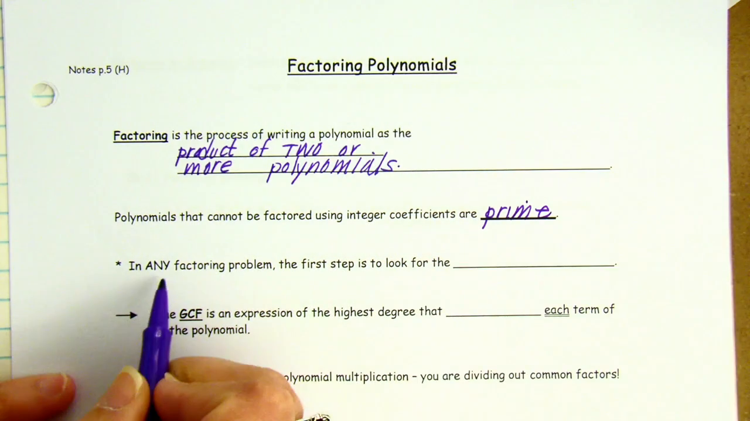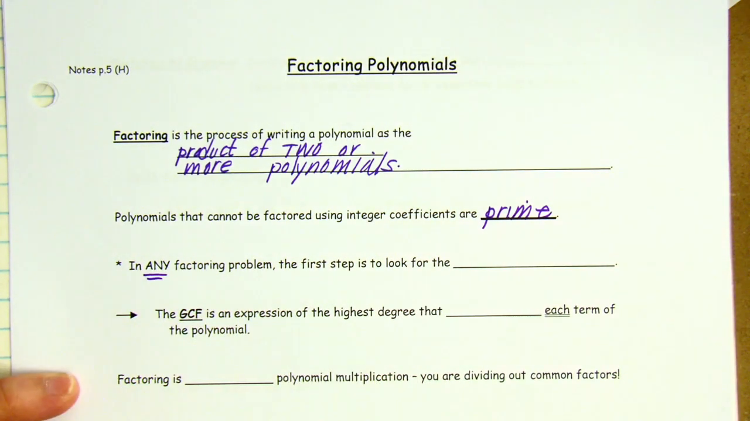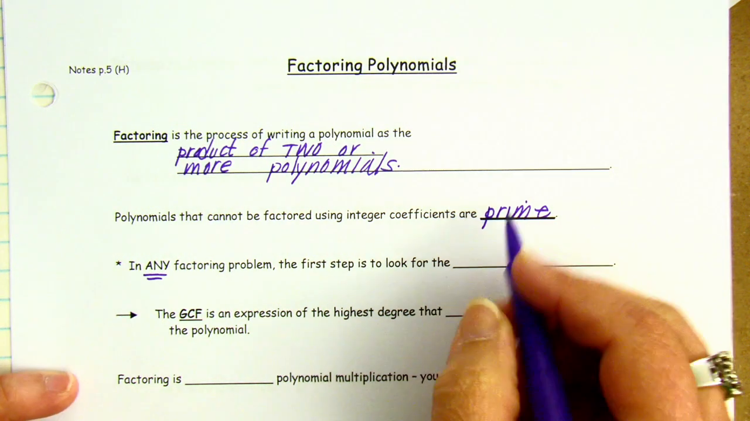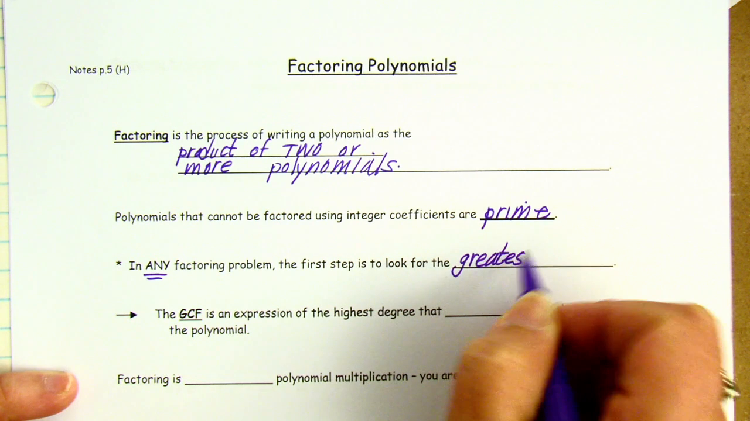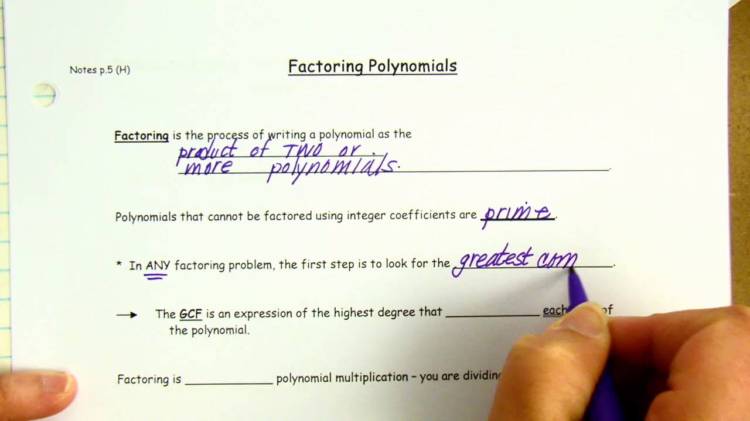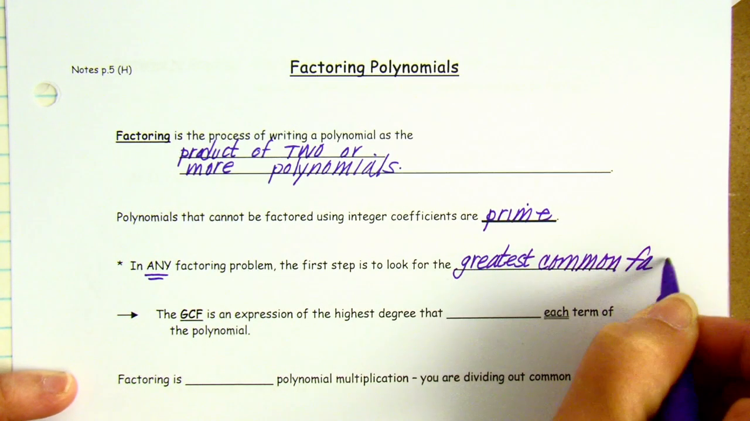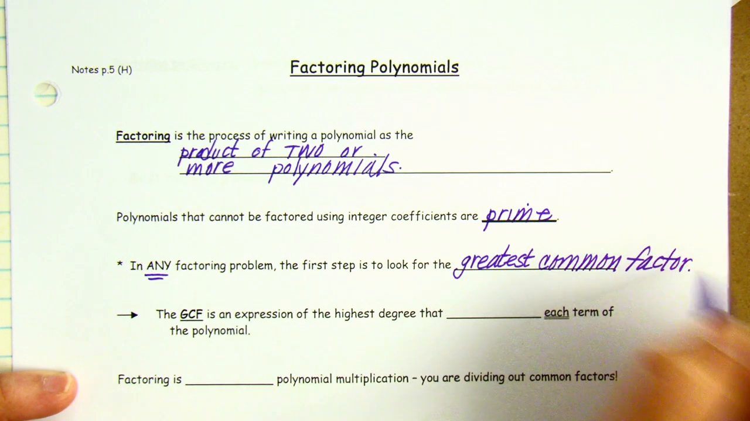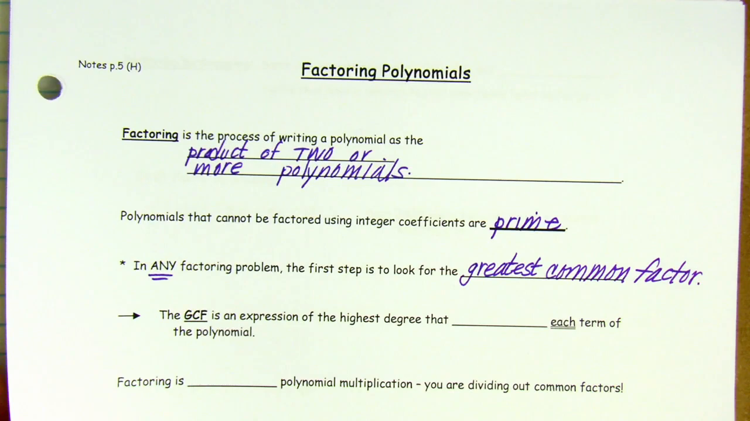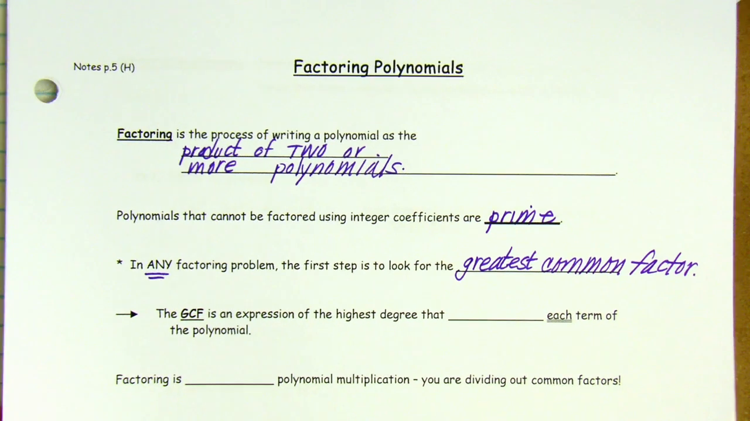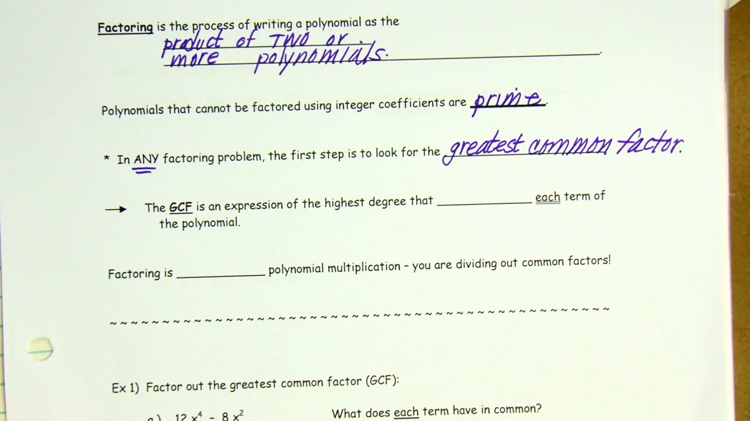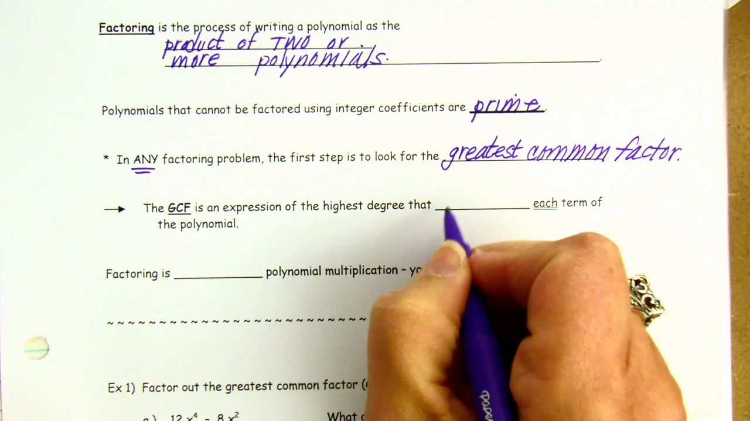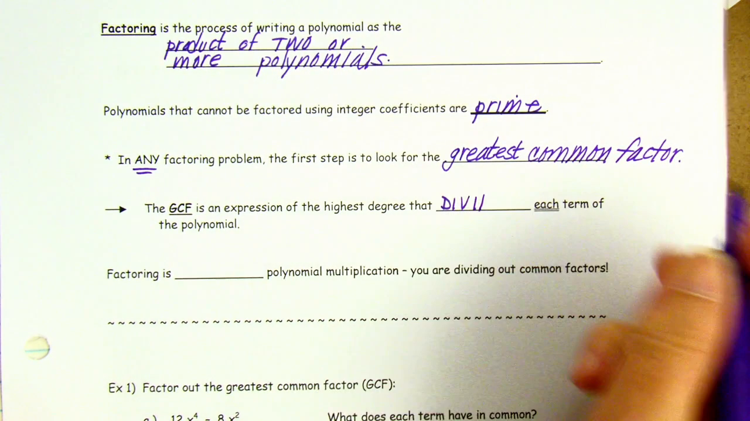And in any factoring problem, always, any factoring problem, the very first thing that you always do is to first look for the GCF, or the greatest common factor. Okay, that's our GCF. It's going to sneak up on us. Just when you think there's no GCF, there is. So just always make sure that you are looking for that GCF. The GCF is an expression of the highest degree that divides each term of the polynomial.